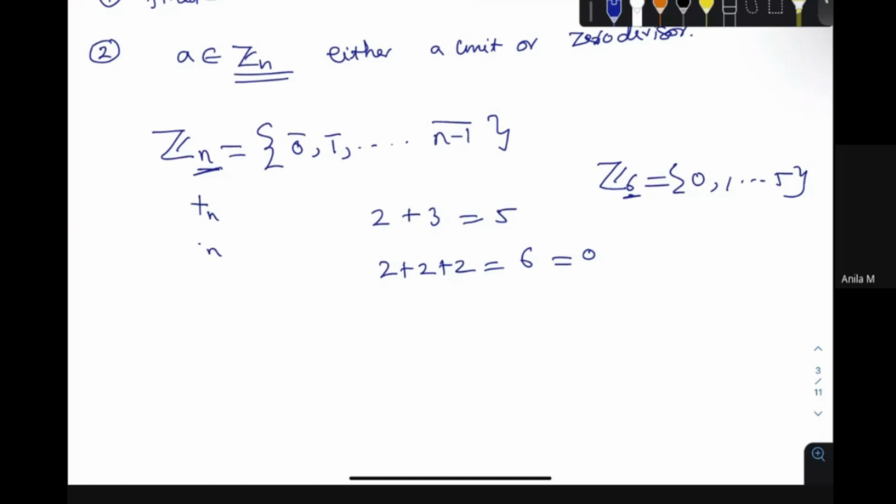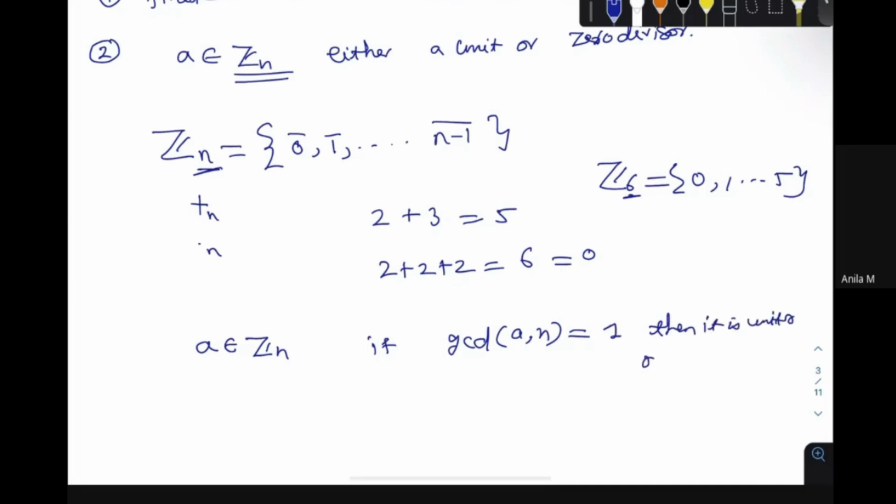Okay, so I take a random element. The criterion is very simple. If the GCD between this A and n is equal to 1, then it is a unit. Otherwise it is a zero divisor: if it is greater than 1, then it is a zero divisor.